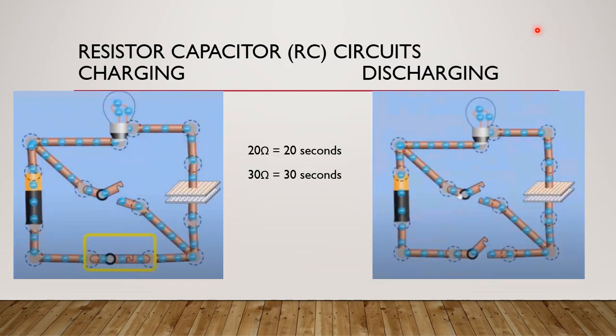All right, so now let's talk about RC circuits. So here we have charging and discharging. And if we have 20 ohms, it's going to be 20 seconds. If we have 30 ohms, 30 seconds. And if we have 10 ohms, which I forgot to write up here, it's going to be 10 seconds.